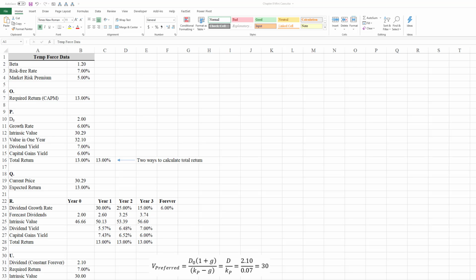We have $2.10 times 1 plus 0 divided by our required return minus the growth rate. Well, that's 7% minus 0. So what we end up with is simply the dividend divided by the required return. And in this case, that's $2.10 divided by 7%, 0.07, gives us a value of $30.